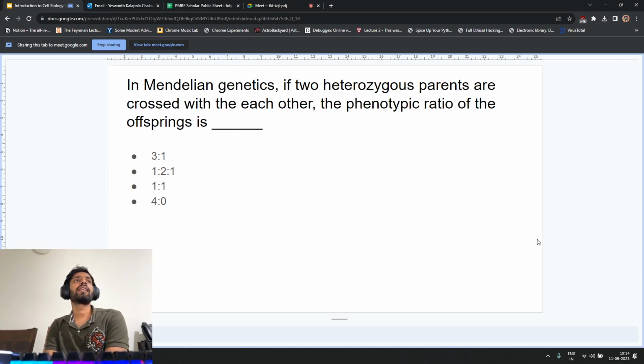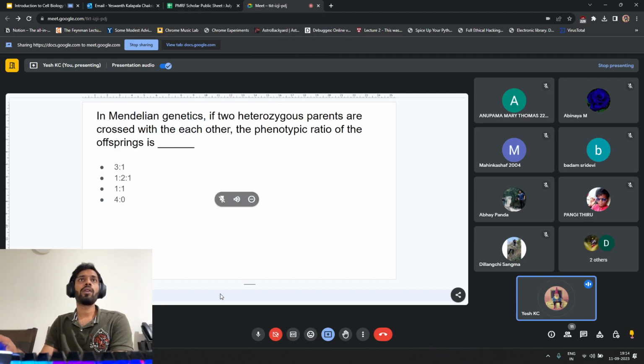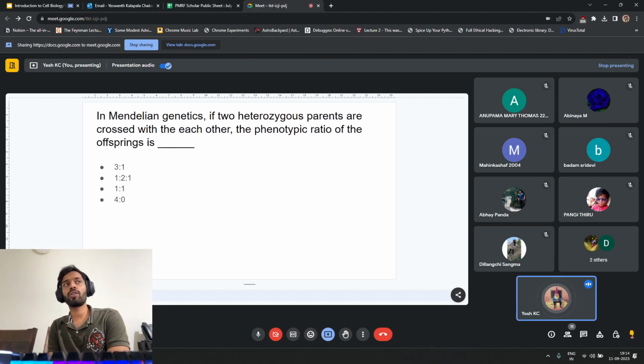Okay, so the next question reads, in Mendelian genetics, if two heterozygous parents are crossed with each other, the phenotypic ratio of the offsprings is what? Is it 3 is to 1, 1 is to 2 is to 1, 1 is to 1, or 4 is to 0? So if two heterozygous parents are crossed with each other, the phenotypic ratio of the offsprings is what?